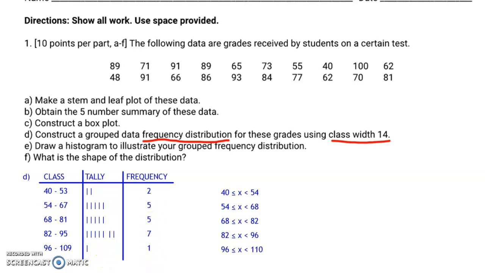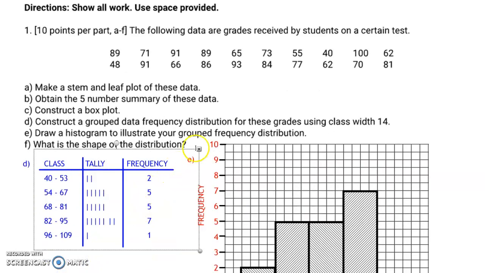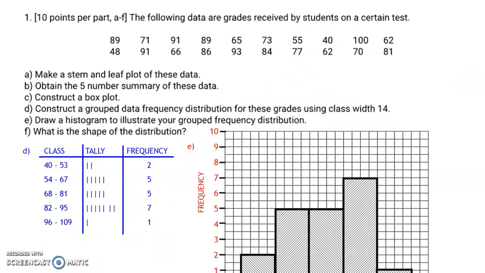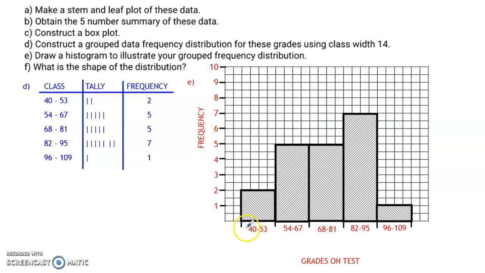All right, for letter E, it asks us to draw a histogram to illustrate that distribution. So here's the histogram. Notice that the histogram has a space between this y-axis and the first bar. That is a required aspect of your histogram. There must be a space between the y-axis and the first bar.